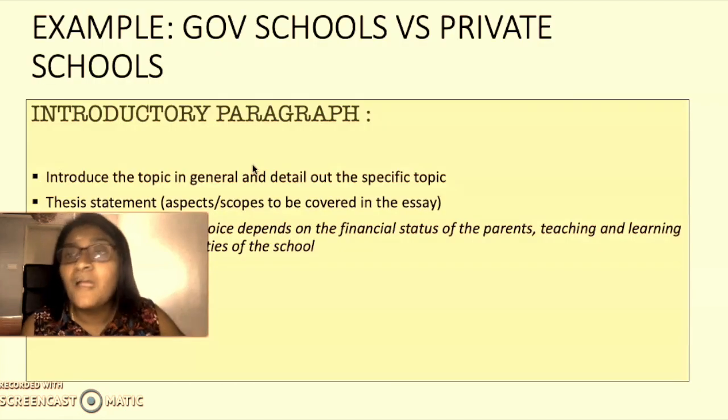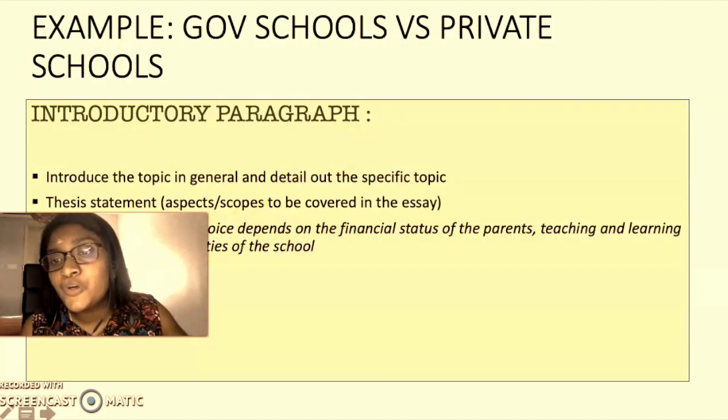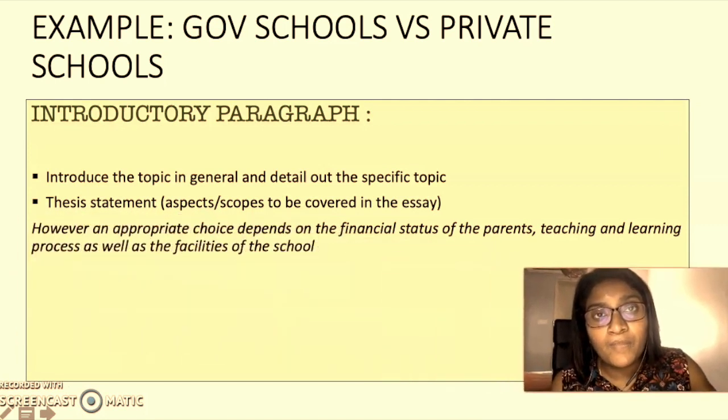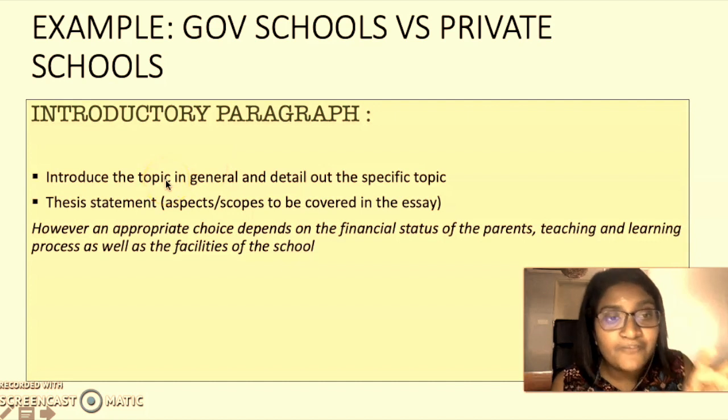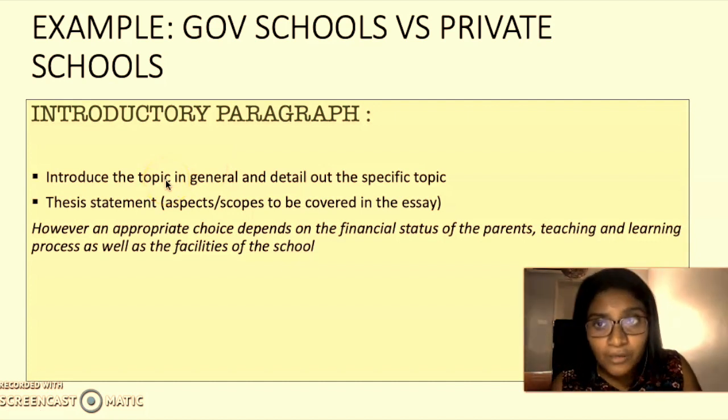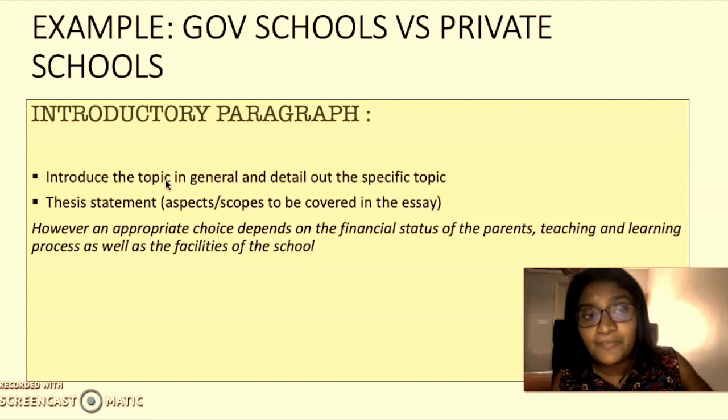So what's the outline or the structure of a point by point method? You still have the introductory paragraph. You have to briefly describe the topic in general, and then you have a TC statement. You must have a TC statement. A TC statement is one sentence where you talk about all the ideas that you're going to talk about in your essay. For example, the financial status, the teaching and learning process, and the facility of the school. These are the ideas that you're going to discuss in each paragraph, so you have to include that in your introduction paragraph.